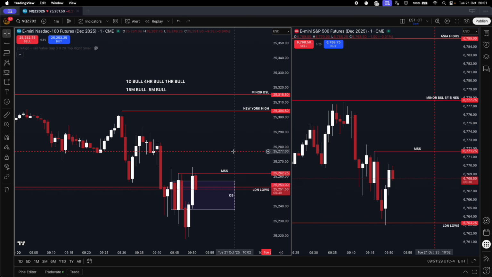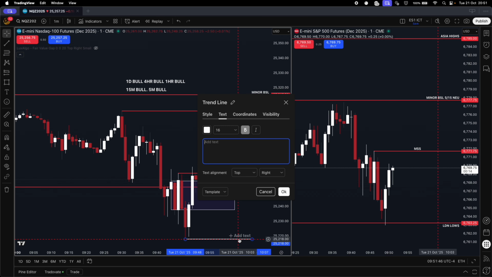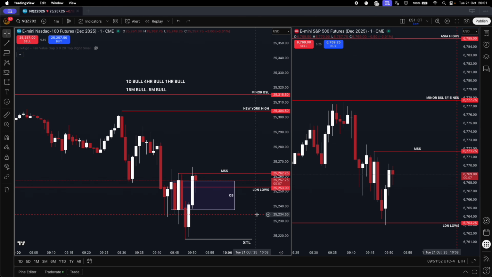So that's obviously a failed shift in market structure higher there, which you can see, and no shift on ES. So with a lack of shift in market structure there, you can obviously mark out the previous short-term low, as price might want to seek liquidity again if we fail to shift around this area.